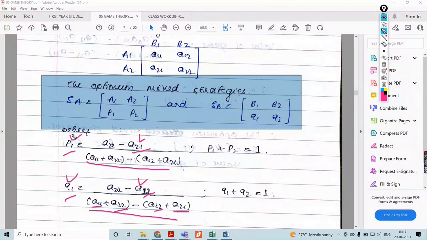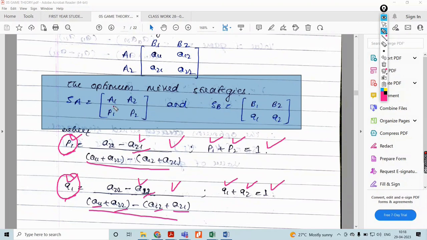Now I got the P1 value, then I got the Q1 value. Compulsorily, you have to remember these formulas. If you have a notepad, note this down. These formulas are mandatory, you need to remember them. Don't forget at all in order to solve your numericals. But in a mixed strategy, there will be a condition. If you are going to solve with respect to the 2 cross 2 matrix, P1 plus P2 is equal to 1. Similar to that, Q1 plus Q2 is equal to 1.